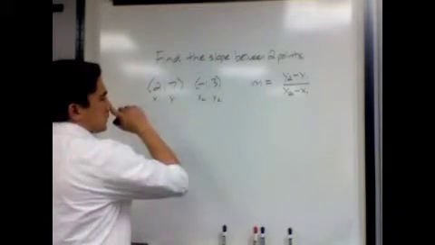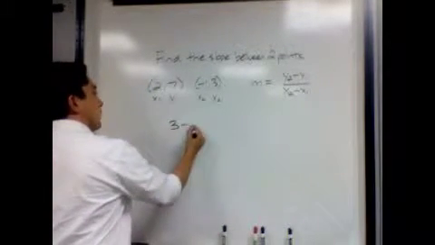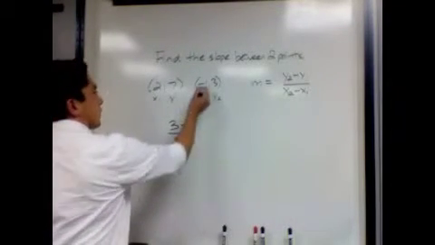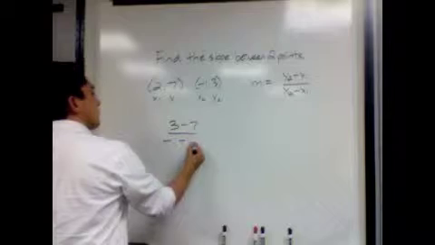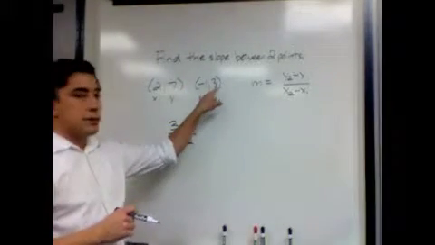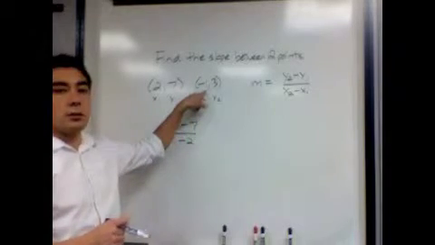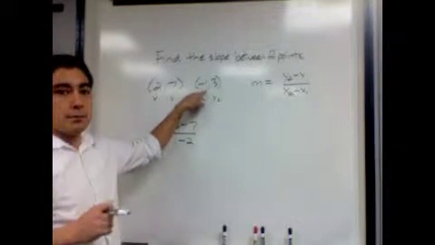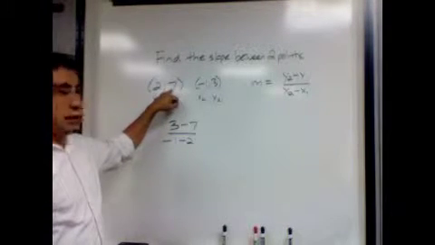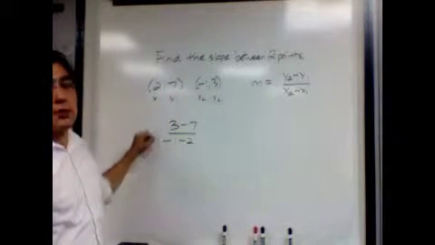So in this case, we have y2 minus y1, 3 minus 7, over negative 1 minus 2. Remember, if you're going to start with the 3 on top, this y value, you have to start with the negative 1 on bottom. You could have started with the 7 on top. Just make sure if you do that, you have to start with the 2 on bottom.